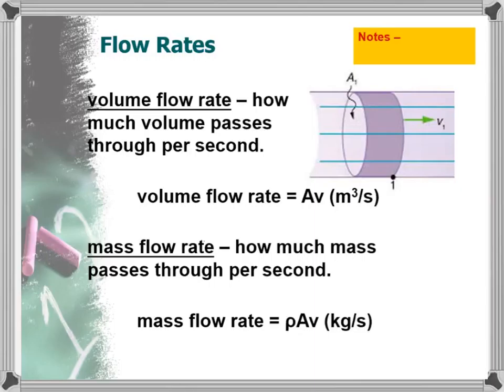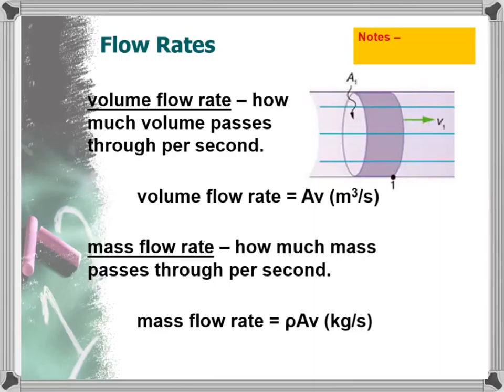The mass flow rate is how much mass passes through that cross-sectional area per second. And all I need to do is multiply the volume that flowed through in 1 second times the density of the fluid. So mass flow rate is just volume flow rate times density. Okay, now I've had to define a lot of terms for you here and give you a few definitions and some very basic equations. But now the equations are going to get a little bit more interesting, but they also get a little bit more difficult.